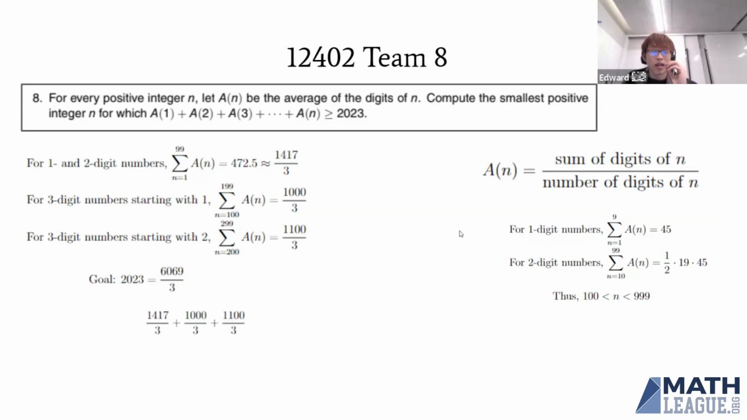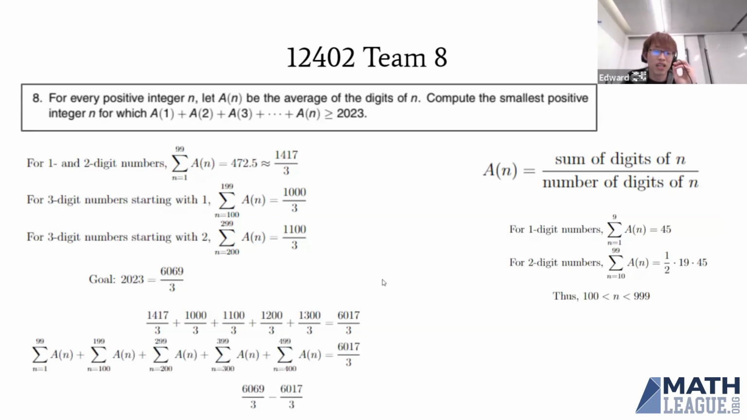We'll continue the pattern with the 3-digit numbers. The 3-digit numbers that start with 1 give us 1,000 over 3, those that start with 2 give us 1,100 over 3, those that start with 3 give us 1,200 over 3, and those that start with 4 give us 1,300 over 3. This is a pretty good place to stop our estimate, because it gives us 6017 over 3, which is pretty close. We only need 52 over 3 left, and that's about 17. So from here, we'll just bash the next few numbers.